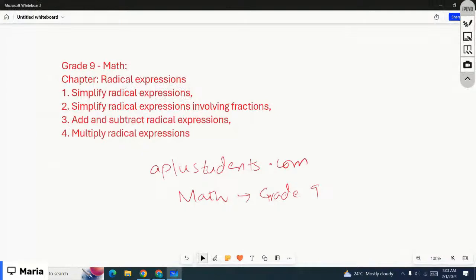We're going to start with the chapter radical expressions, and the lessons we're going to cover today are simplify radical expressions, simplify radical expressions involving fractions, add and subtract radical expressions, and simplify and multiply radical expressions, right? So please make sure you have your notebook and pencil so that you can note down the important examples and definitions as well. Let's just start with the lesson.